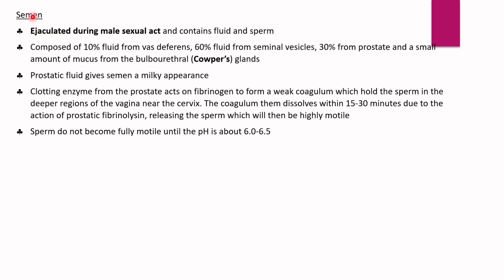So we have semen, which is ejaculated during the male sexual act. We'll talk more about this later. It will contain fluids and the sperm. The fluid part will have secretions from the accessory glands and also from the vas deferens: 10% from the vas deferens, 60% from the seminal vesicles, 30% from the prostate gland, and a small amount of mucus from the bulbourethral gland.